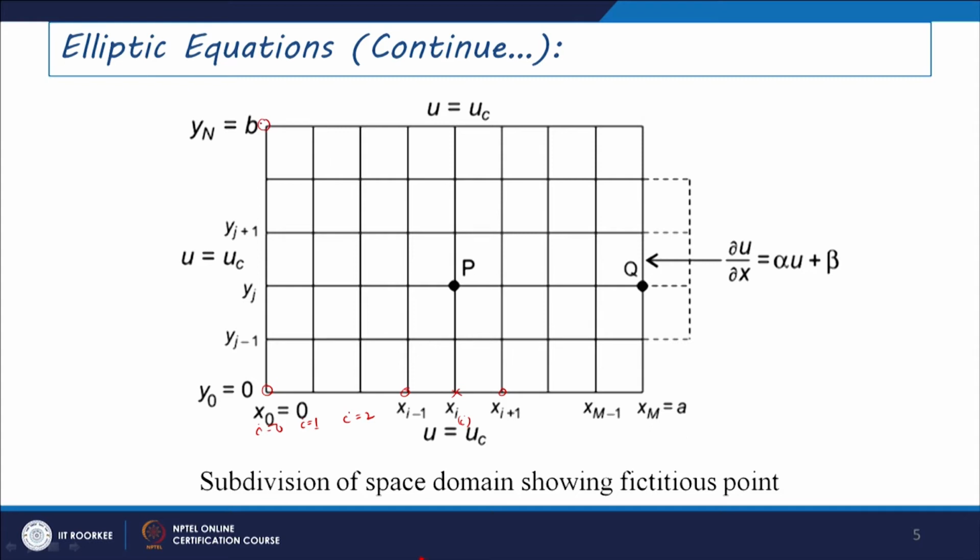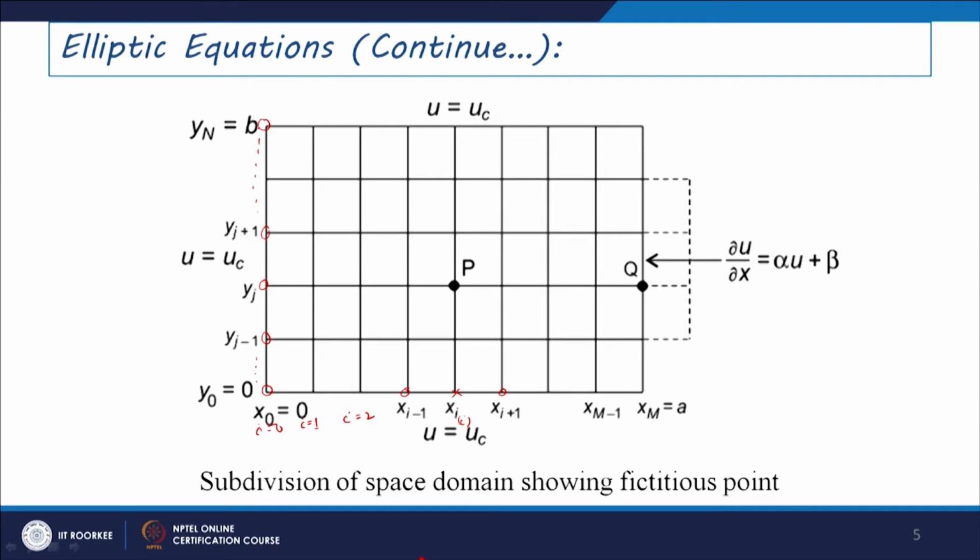If you consider a particular node point, suppose the jth node, then the value of y with respect to the j node will be denoted as yj, its previous node will be yj minus 1, and the foremost node will be yj plus 1. This will continue 0, 1, 2, 3, likewise up to j minus 1, then j plus 1, and continue up to yn equals b.